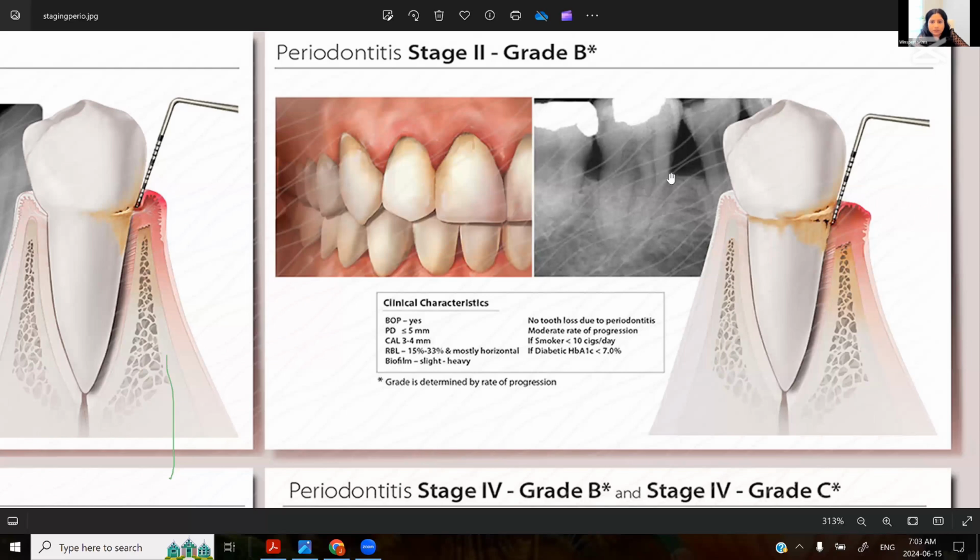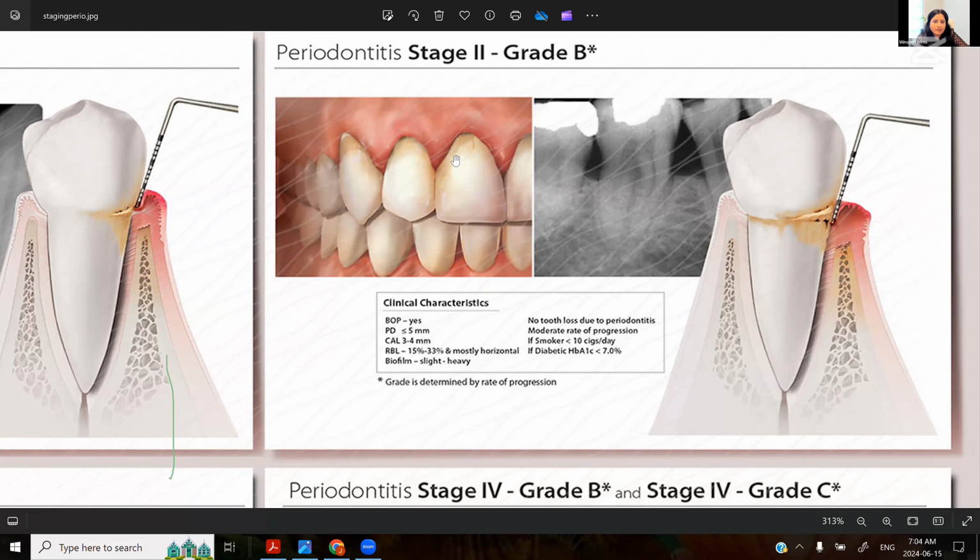But look at the bone loss. It is 15 to 33%. It is still slightly above the middle third. If you divide the root into equal halves, it is very close to the half, the middle of the root, yes. Greater than your stage 1, but still not stage 3 or 4 level, middle or apical, right? And furcation is still not involved. There is still bone up till the furcation. Do you see that? Fully filled with the bone.